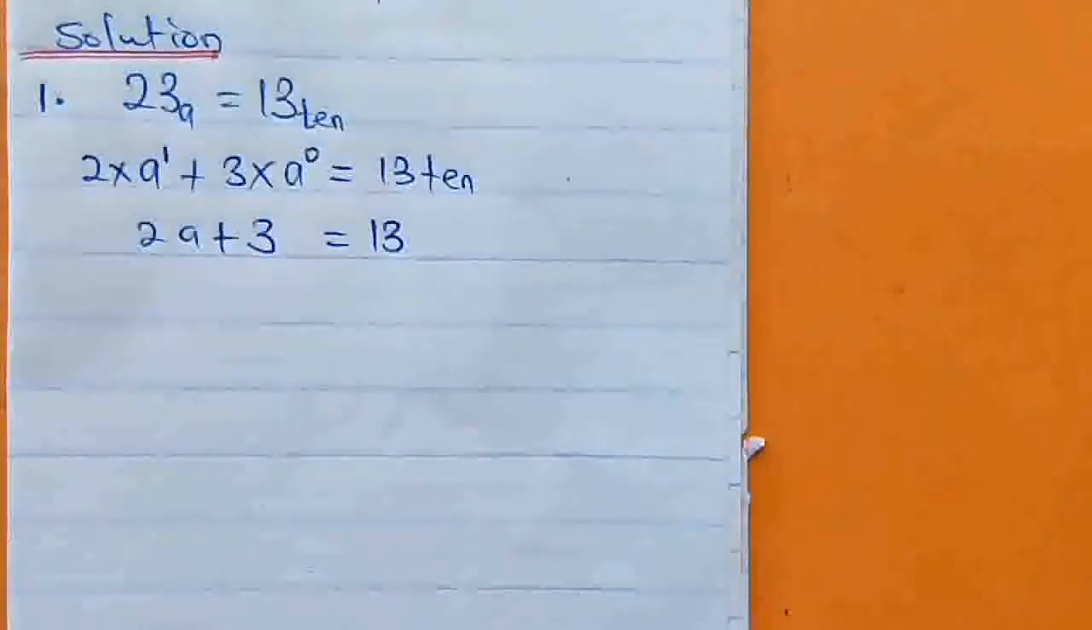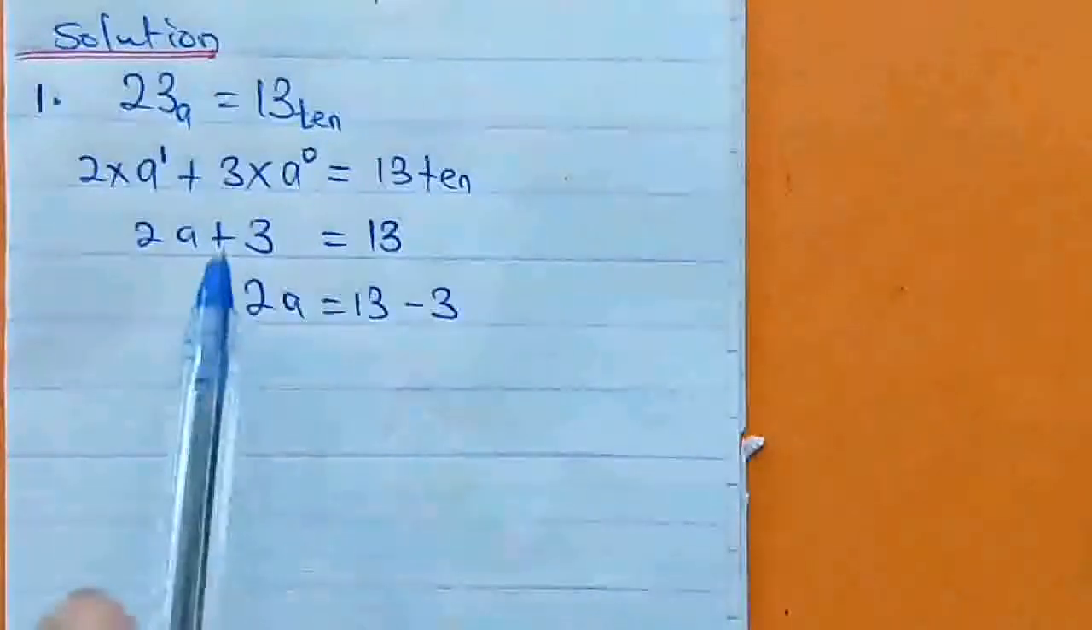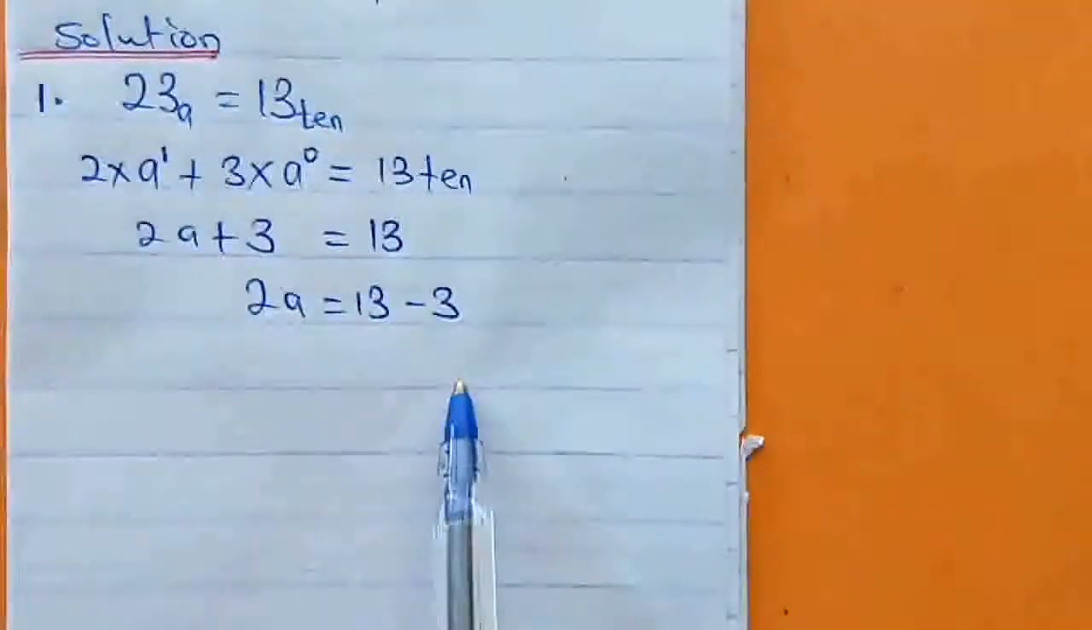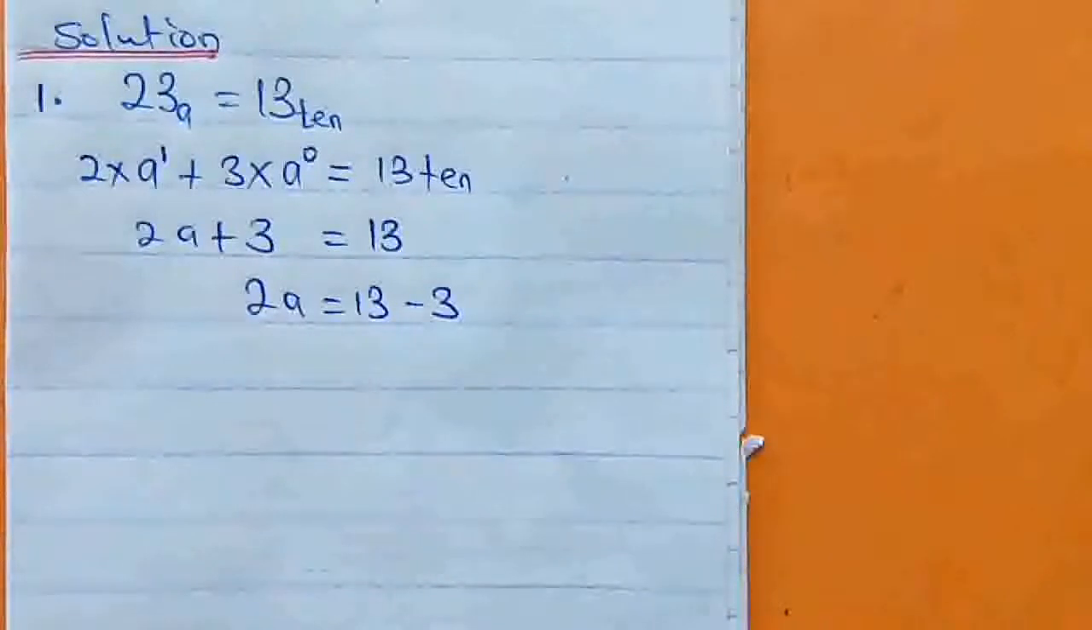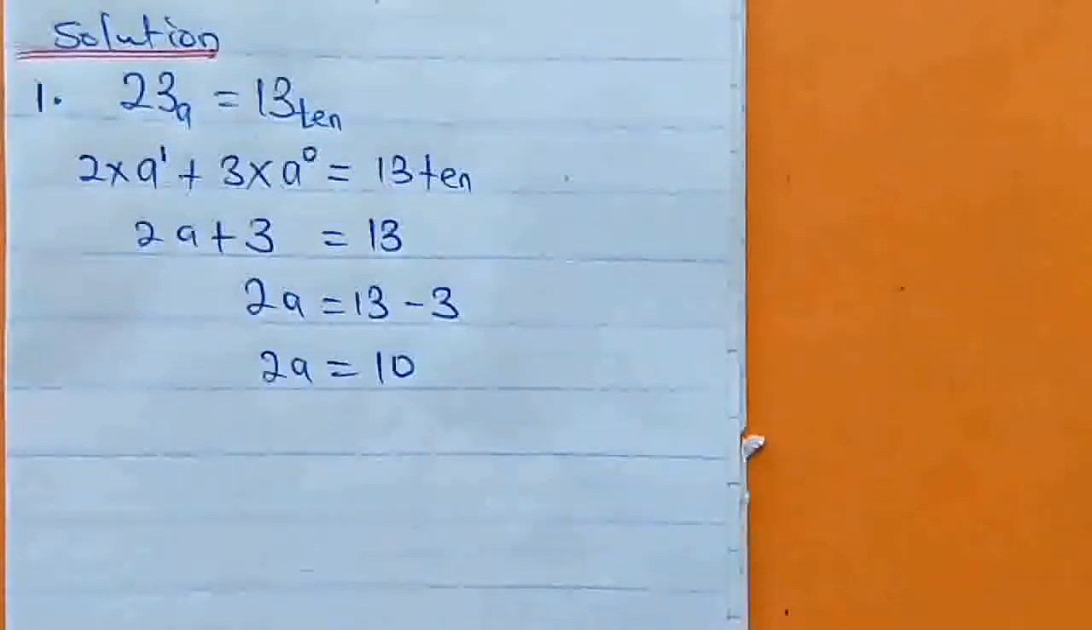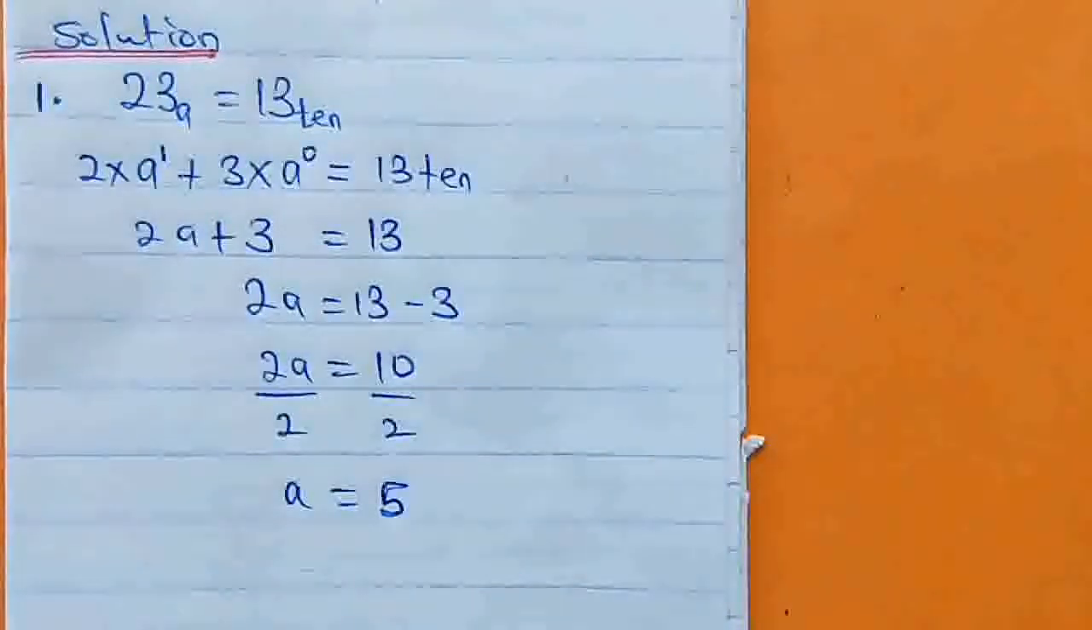Now, let's make 2a the subject of the formula here. The +3 moves to the other side to become -3. Therefore, 13 - 3 will give us 10. Divide both sides by 2. We have a = 5, that is to say, the base a is 5. Let's check it. 2 times 5 will give us 10. 10 + 3 will give us 13, which is correct.